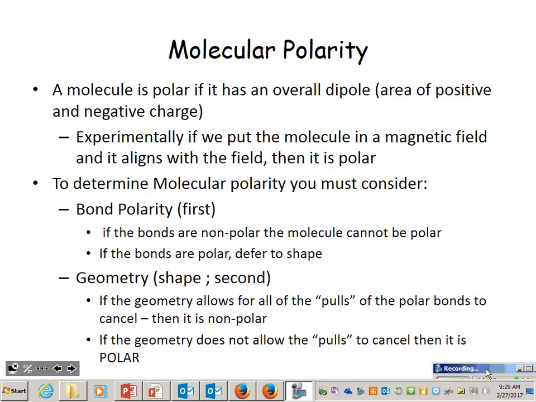So just to be clear, a molecule can only be polar or nonpolar. Bonds can be nonpolar covalent, polar covalent, or ionic. But of those covalent bonds that form molecules, the molecule itself can only be polar or nonpolar. So when we're talking about bond polarity, we use the words nonpolar covalent, polar covalent. When we're talking about molecular polarity, we use the words polar or nonpolar.